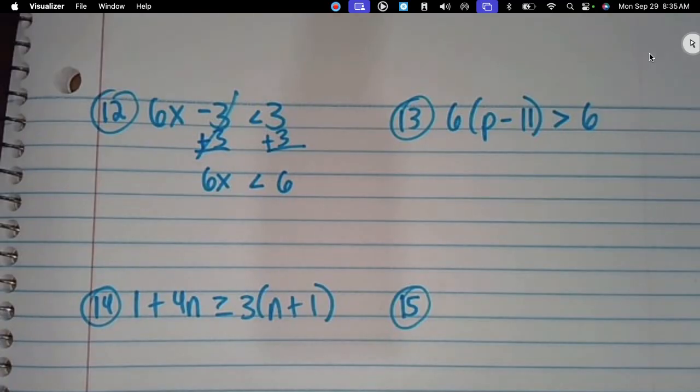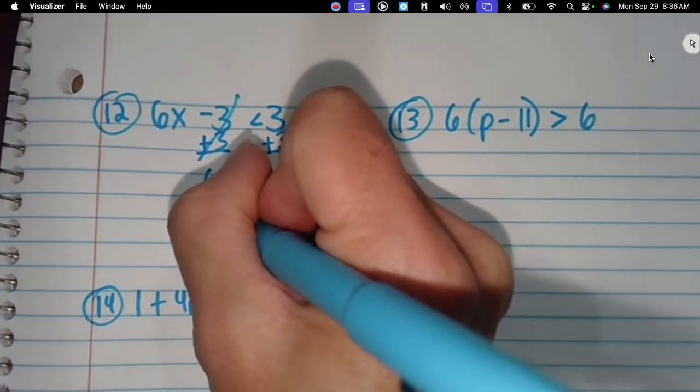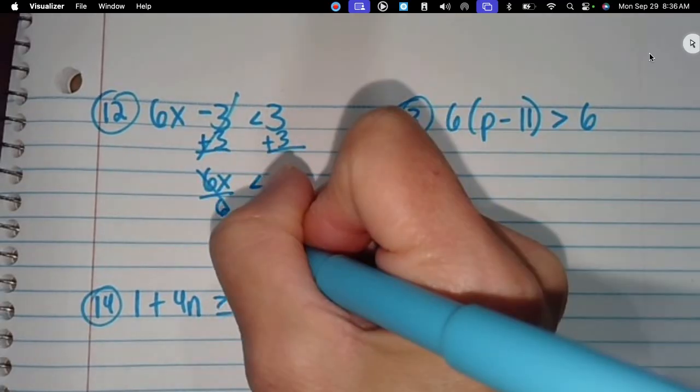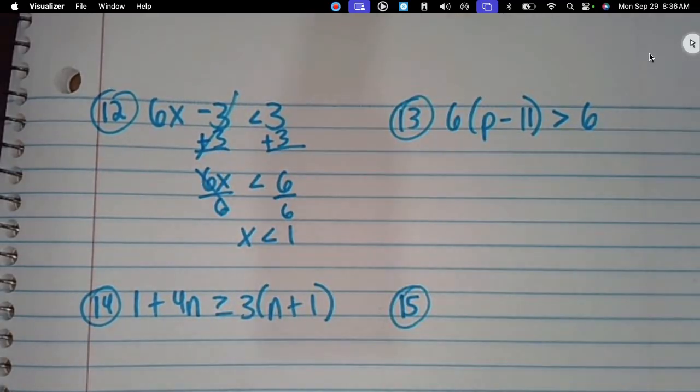It's 6 times x. Yep, we divide by 6. And so we get x is less than 1. Did y'all get that one? So that was something you learned today. All right, and that was answer choice C.